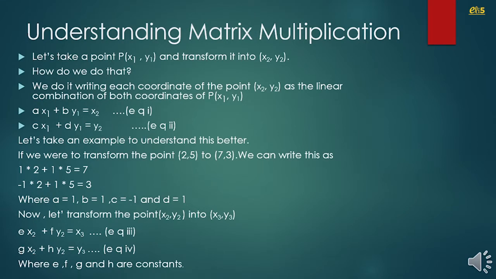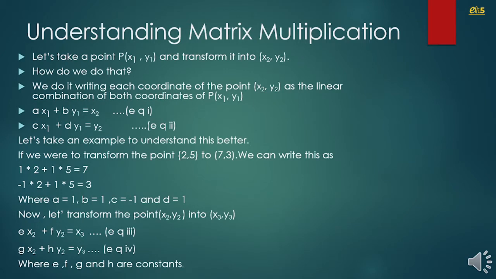Now let's take a point, P, x1, y1, and transform it to say x2, y2. How do we do that? There are numerous ways to transform a point to another point, but we'll be using linear combination to do it. So what's linear combination? Linear combination is just writing each coordinate of a point as a sum of the coordinates of another point that are multiplied by constants.